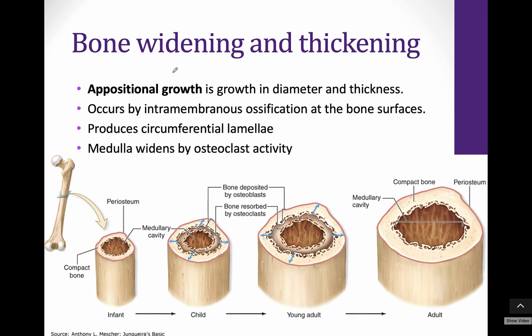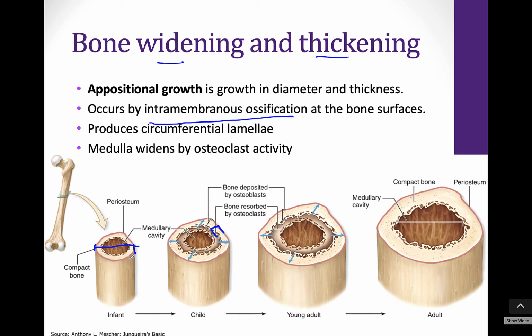So when bones grow larger, they don't just grow longer, they also grow wider and thicker. Otherwise, they wouldn't be very supportive. So appositional growth is the growth in diameter. So diameter is across, and then thickness, right? Thickness is how thick is this bone. This occurs by intramembranous ossification. So this is the same way that we make those flat bones.